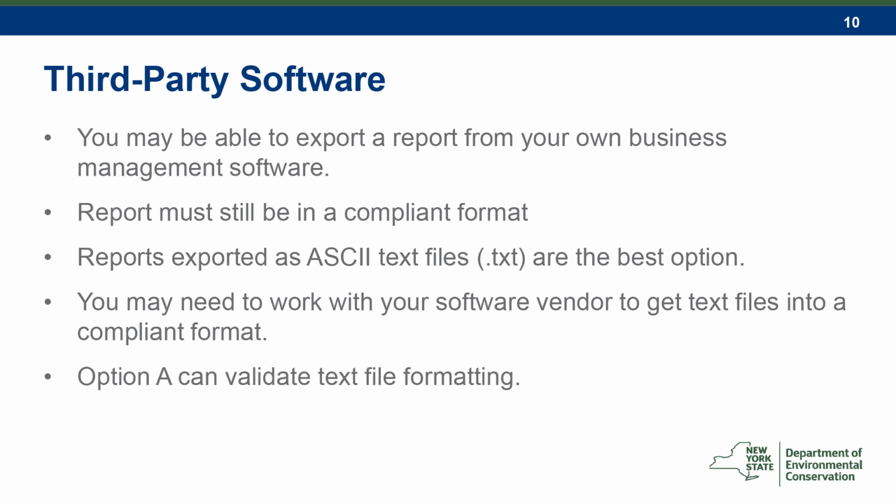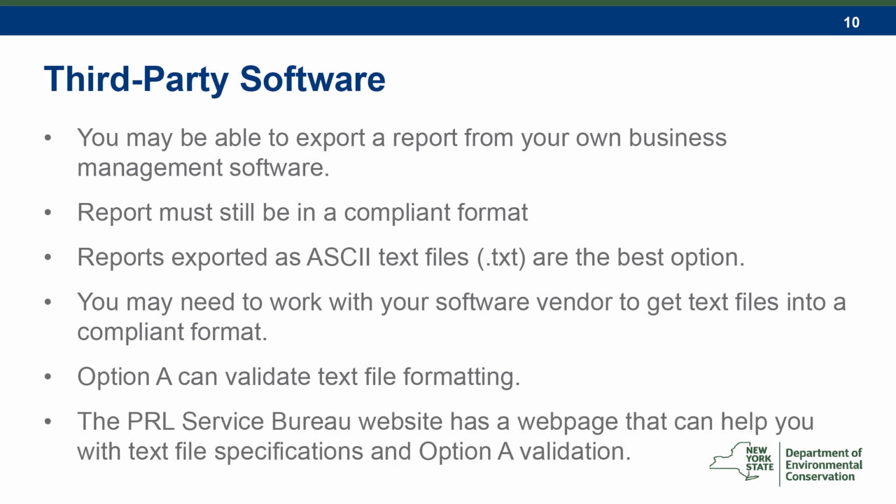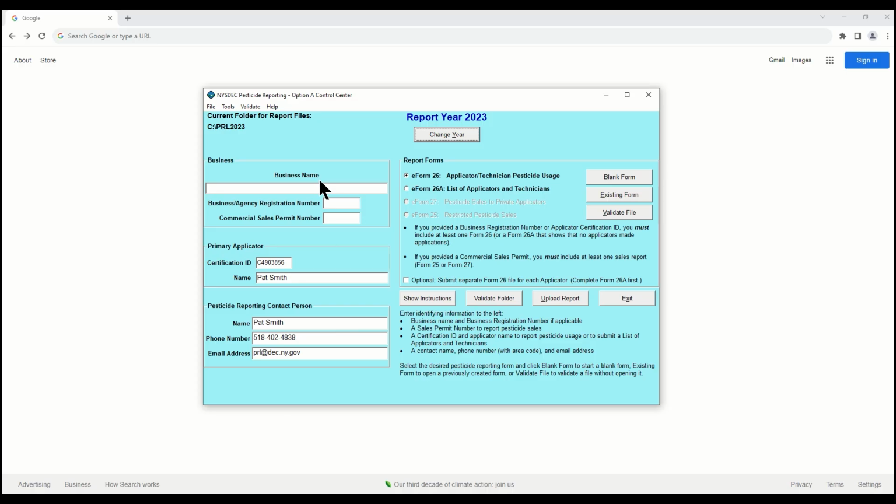Once you figure out how to export a text file from your software, you can use Option A's validation function to double-check that the file is formatted correctly before submitting the file to DEC. If you are unable to use Option A software, you can still upload the text file through our reporting website without validating the format beforehand. The PRL Service Bureau website has a web page that can help you with text file specifications and Option A validation.